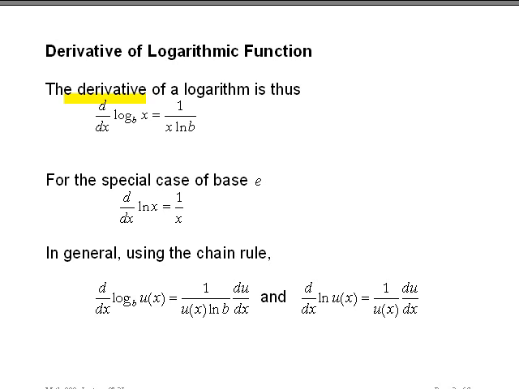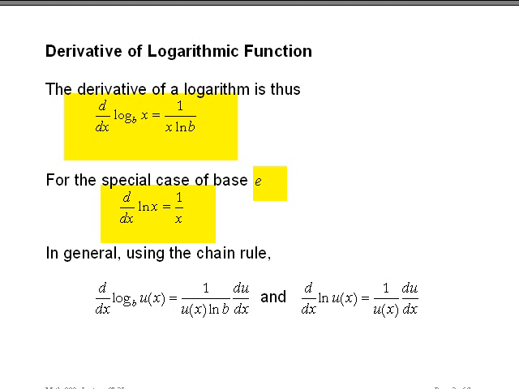Here's the rule stated without that intervening step. Of course, if we have the base e, natural log of e is 1, and we have an especially simple result. The derivative of log x is 1 over x.